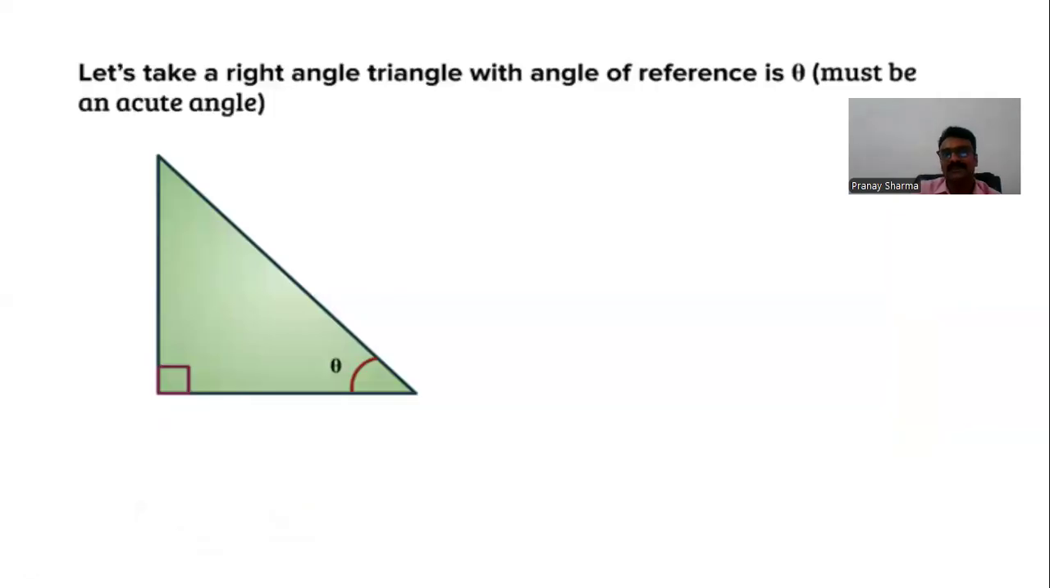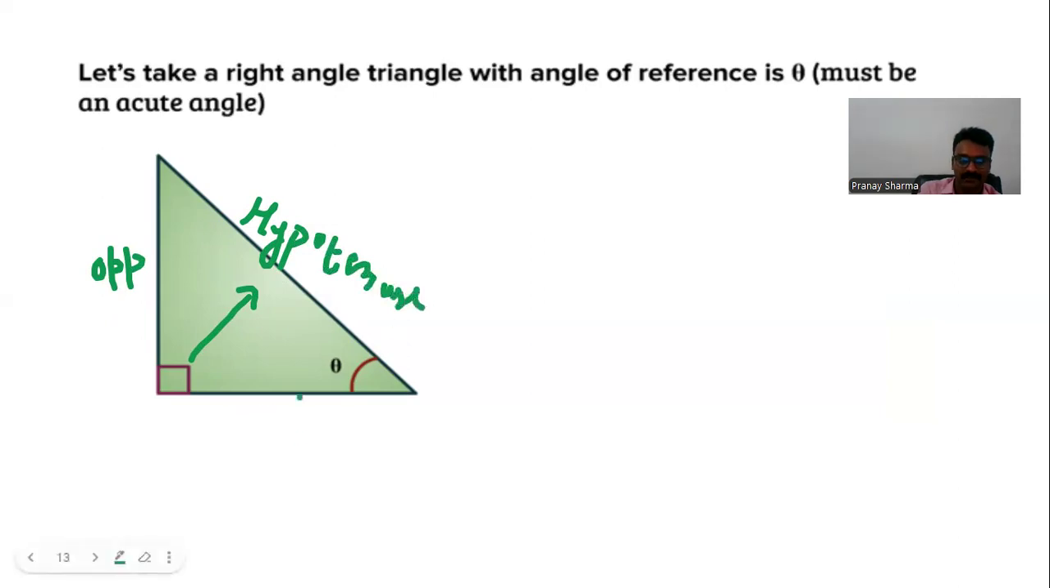So let's take a right angle triangle with angle of reference as theta, which is an acute angle, right? If this is theta, the side that is opposite to this angle will be known as opposite. The longest side of this triangle, as this is a right angle triangle, the side that is opposite to 90 degree will be the hypotenuse. That means this is the longest side. And as this side is adjacent to theta, this will be known as the adjacent side.